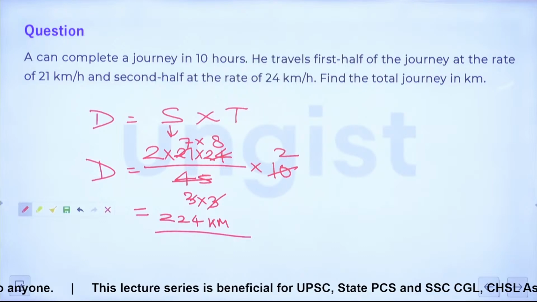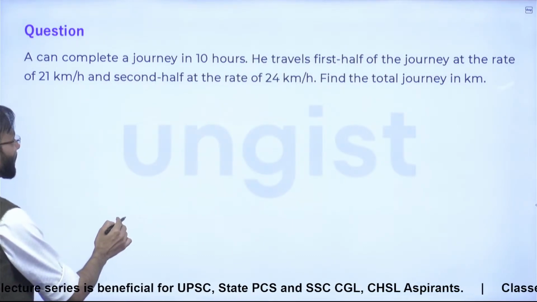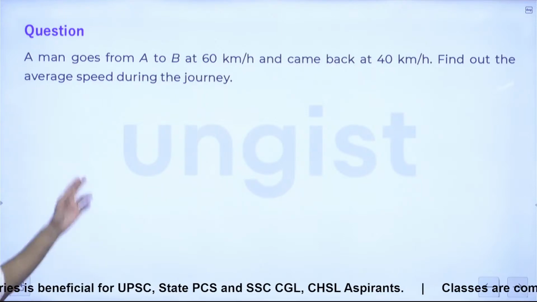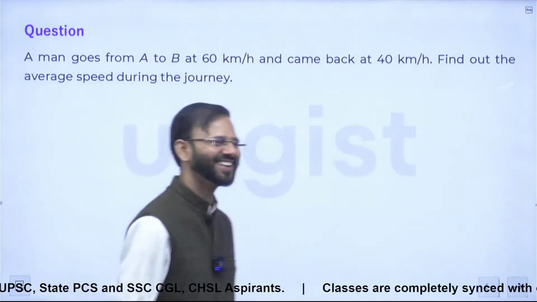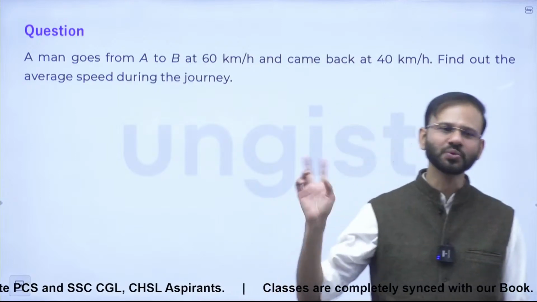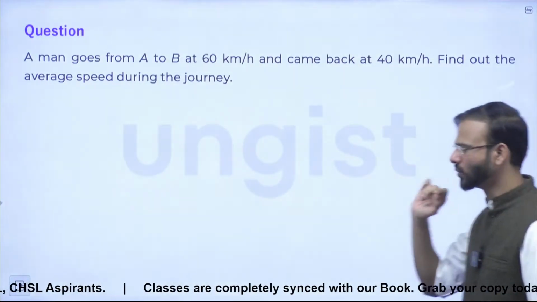Done, guys? Now, let's move to one more question. All of you, tell me the answer. Yes, all of you, this is case 2: 2ab upon a plus b. Right? Just do it. 2ab upon a plus b.